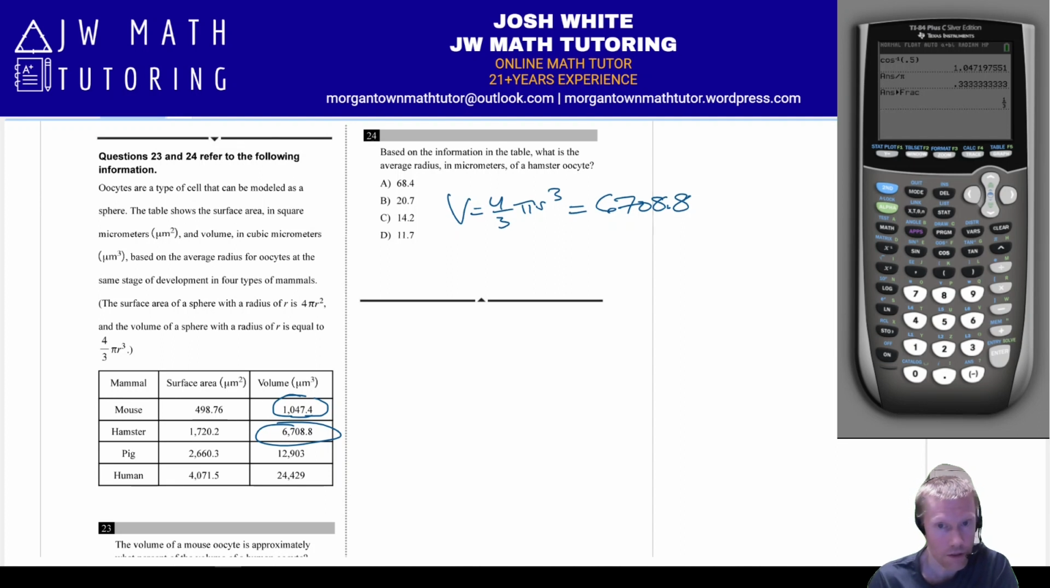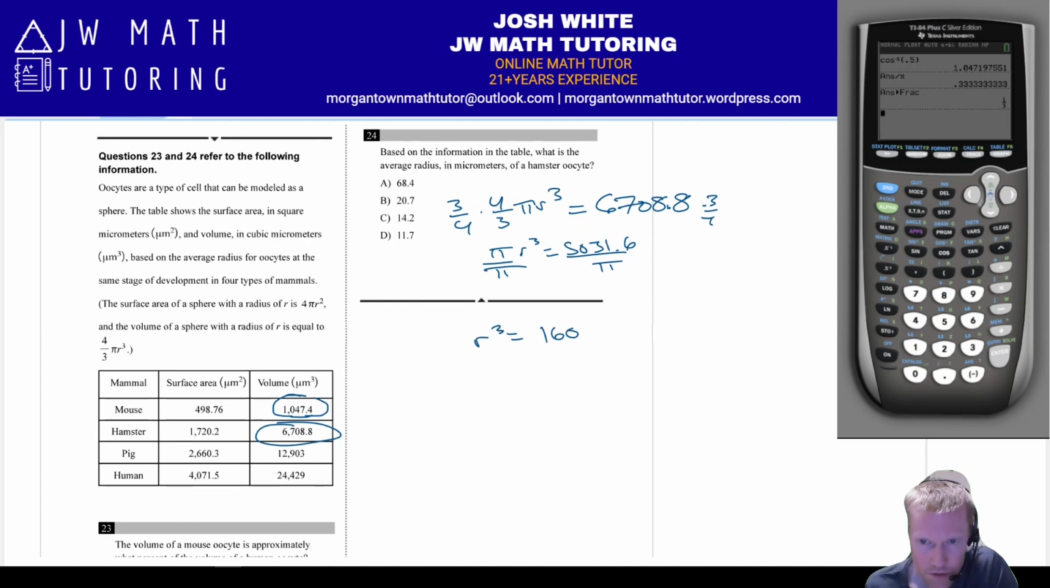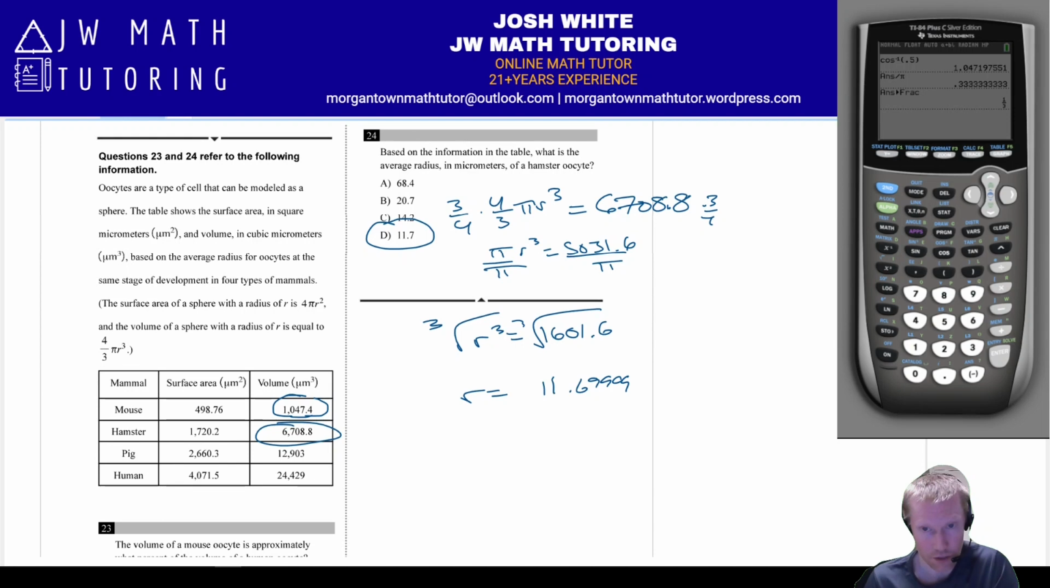So what I would do, and there are multiple ways you could do this, you could do this on the calculator in one step, but I'm just going to multiply by 3/4. And then, let's see, the number I get is 5,031.6 approximately. Then I would divide by pi. That leaves me with r cubed equal to, should be 1601.6, and then we just cube root both sides. R is going to be approximately 11.69999. So it's very, very close to 11.7. The correct answer is D.